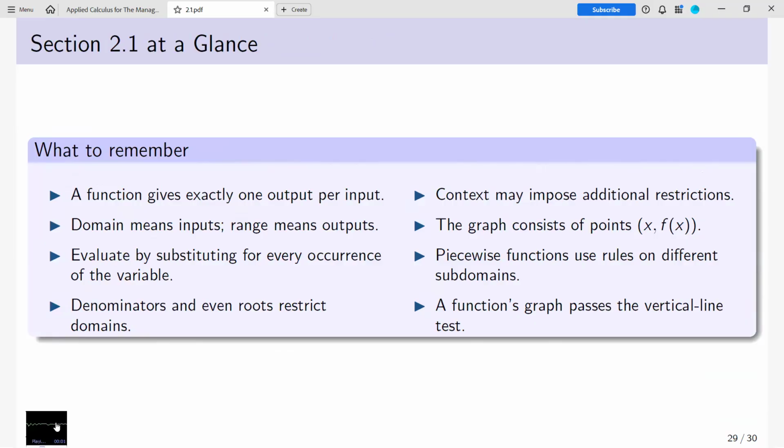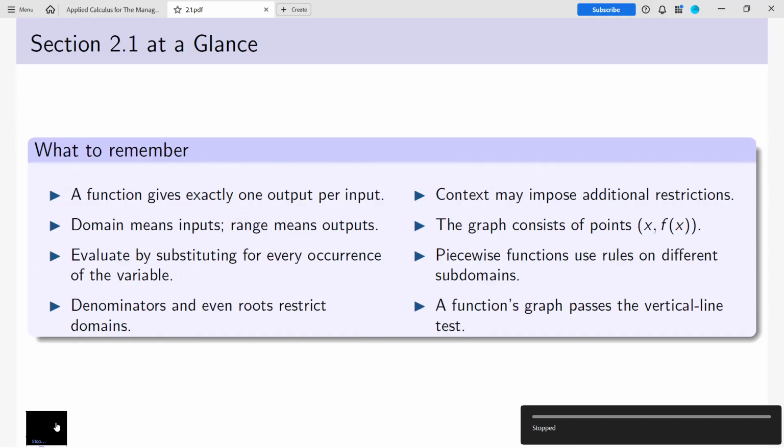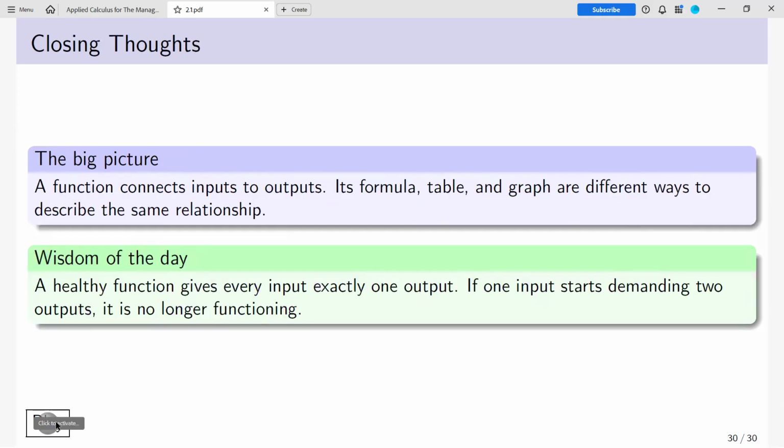The main ideas are the definition of a function, function notation, evaluation, domain and range, graphs, piecewise rules, and the vertical line test. These ideas will support nearly everything we do next. A function can be represented by a formula, a table, a mapping, or a graph. In every representation, the defining rule remains the same. Each permitted input gets exactly one output.